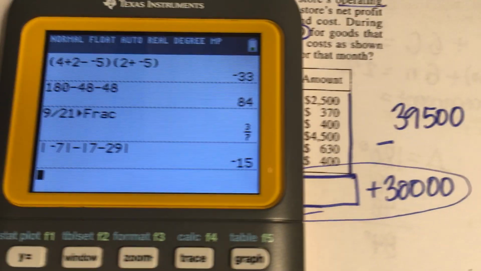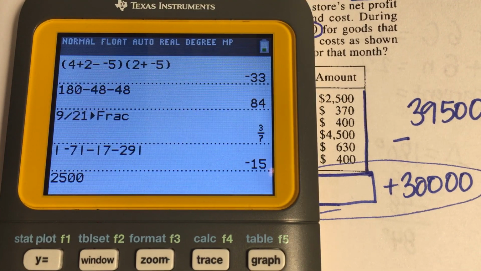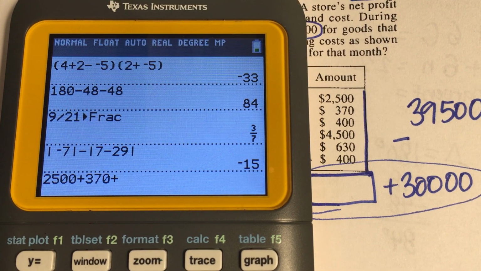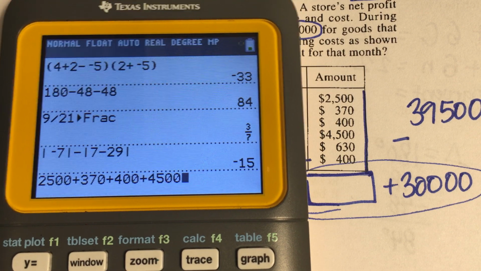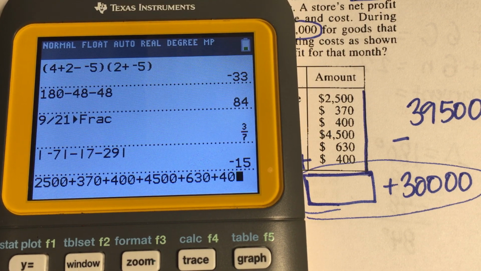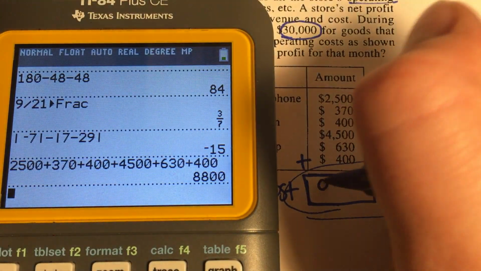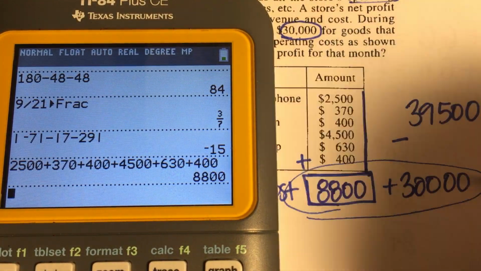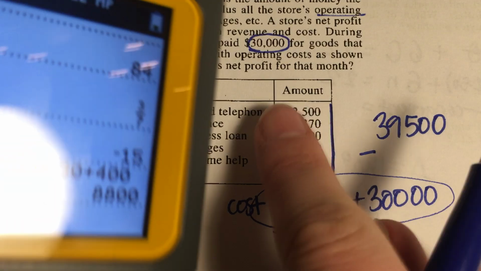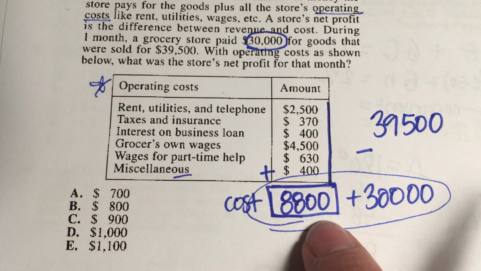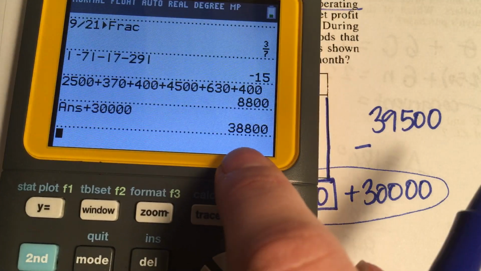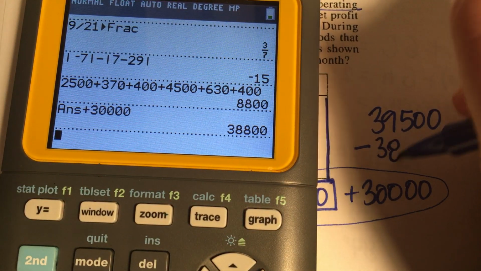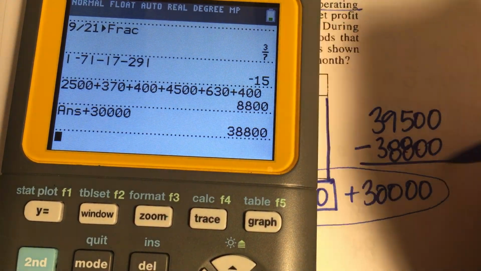I'm going to add up 2,500 plus 370 plus 400 plus 4,500 plus 630 plus 400. And I can see that all costs $8,800. That was their operating costs, all these things added up together. So then I'm going to add these together. So I'm going to add 30,000, and $38,800 was how much money it costs, right?